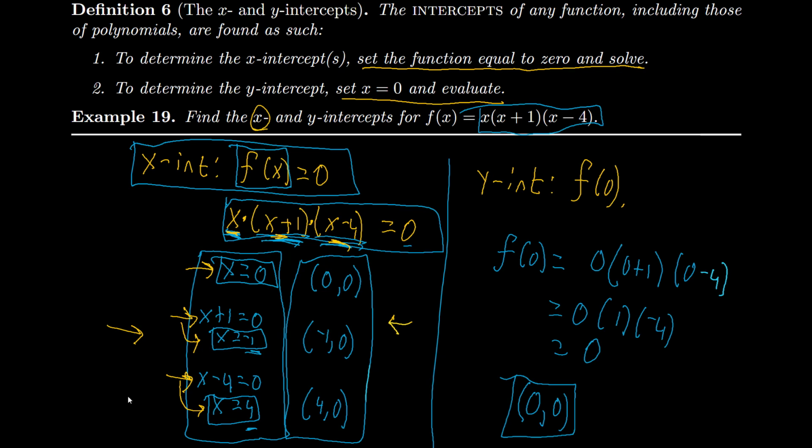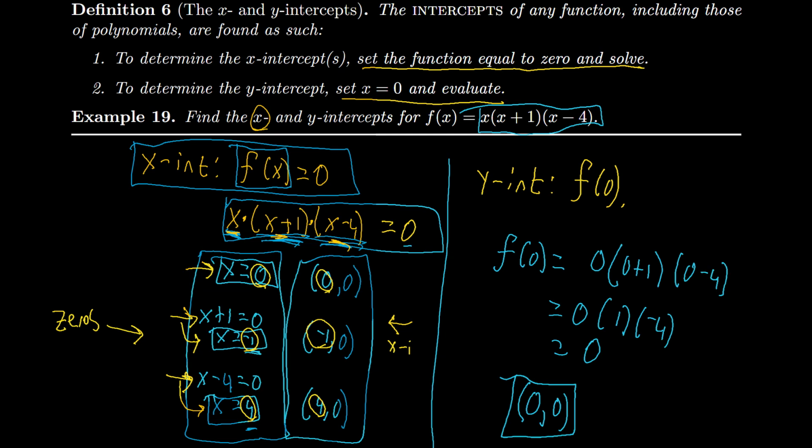That is, the x-intercepts are the points, whatever you got, comma 0. Whatever you got, comma 0. That's what we're looking for. Those are x-intercepts. X-intercepts are points. This thing in this box here on the left, these are just your zeros. These things over here, these are your x-intercepts.